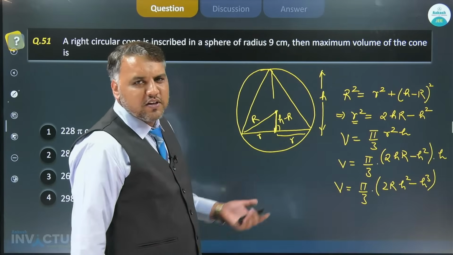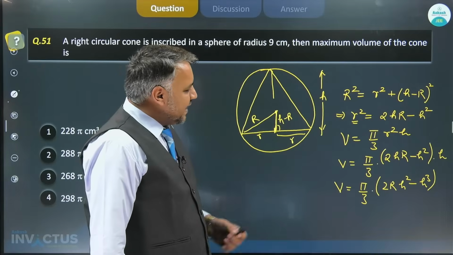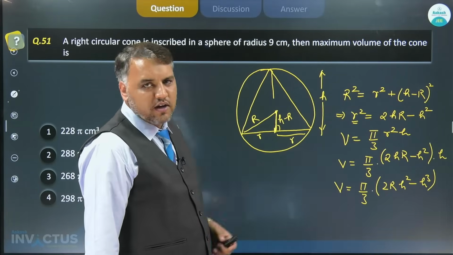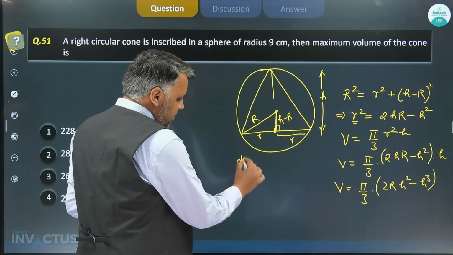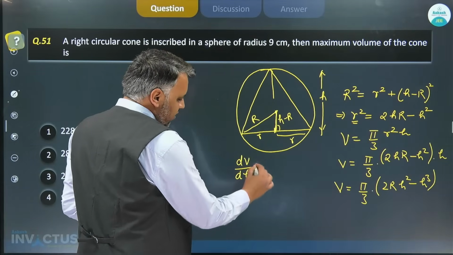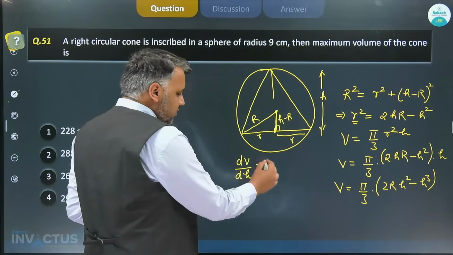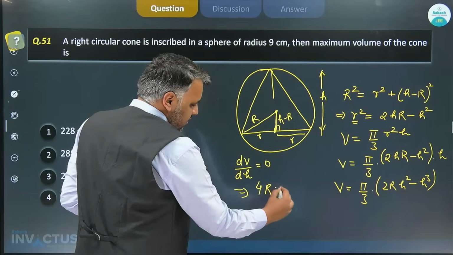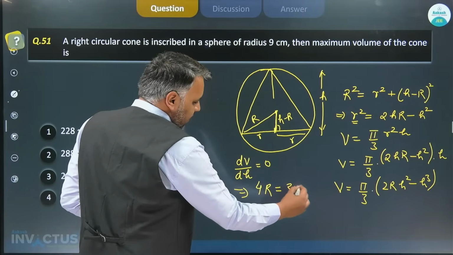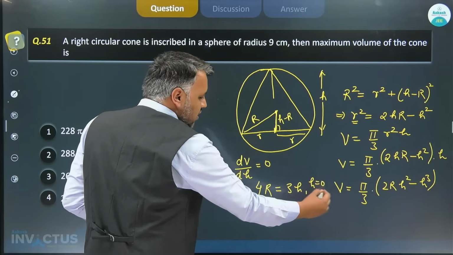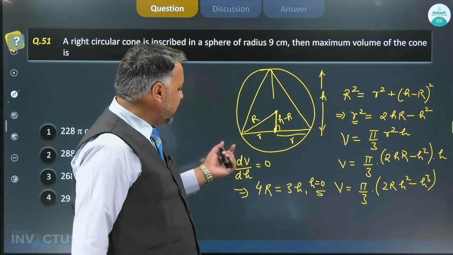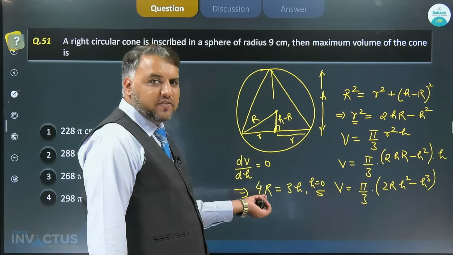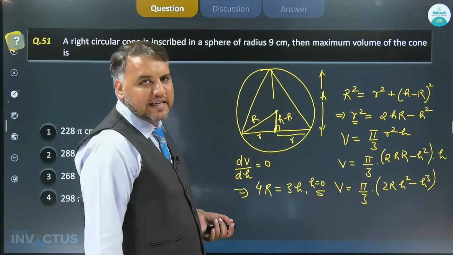Now differentiating both the sides, we can get the maximum value of volume according to h. So dV by dh, to maximize this volume, dV by dh should be 0. So from here we will get that 4r is equal to 3h, or h is equal to 4r by 3. So obviously you can check from d2V by dh2, the second derivative, that h must be 4r by 3 for this volume to be maximum.